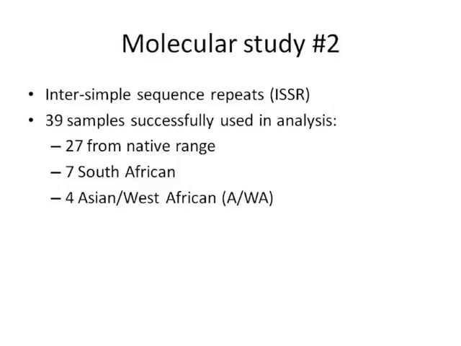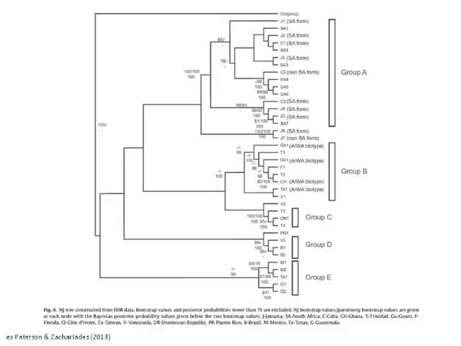We had 39 samples: 27 from the native range, getting as much of a spread as possible, 7 from South Africa, and 4 from the Asian West African type. Some of those numbers are pretty low, but given the very small geographic range of the South African biotype, 7 did give a good cover of the area. The Asian West African biotype has a huge introduced range, and we were never going to find out where it comes from with only 4 samples. And this is the data.